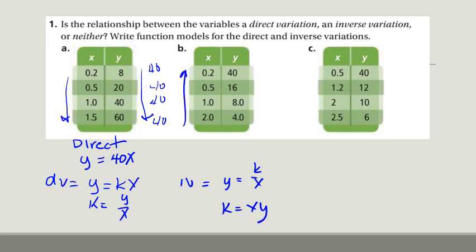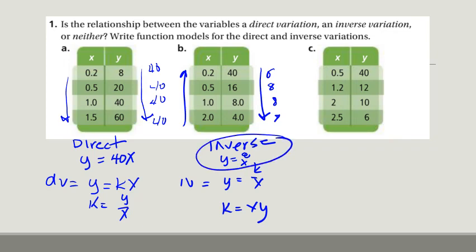All right. Now in this case, my x is increasing, and my y is decreasing, so that could be an inverse variation. So now we just want to check. 2/10 times 40 is 8. Half of 16 is 8. 1 times 8 is 8. And 2 times 4 is 8. So this is an inverse variation. And that equation would be y equals 8 divided by x.